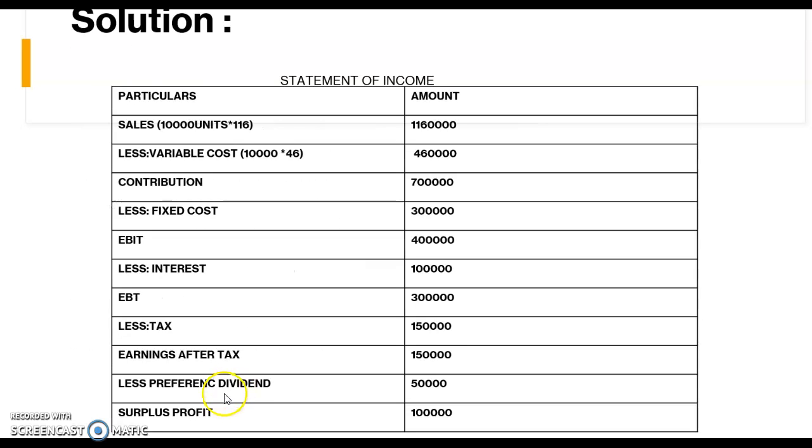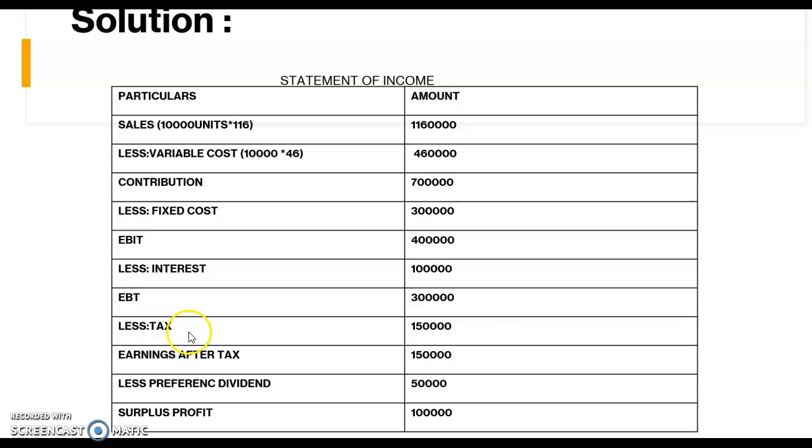What is the first step? The first step is we have to prepare a statement of income. So sales, 10,000 units multiplied with 116 per unit, 11,60,000, less variable cost, 10,000 multiplied with 46, 4,60,000. Contribution is 7 lakh, less fixed cost rupees 3 lakh, so EBIT is equal to 4 lakh. Less interest, 1 lakh. EBIT less interest gives EBT, rupees 3 lakh.